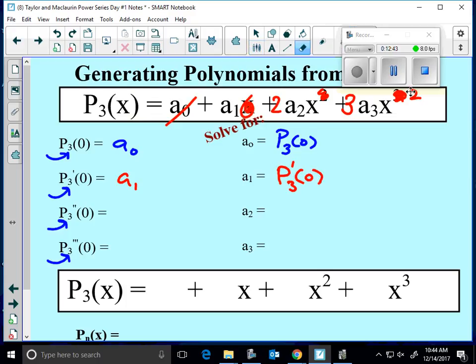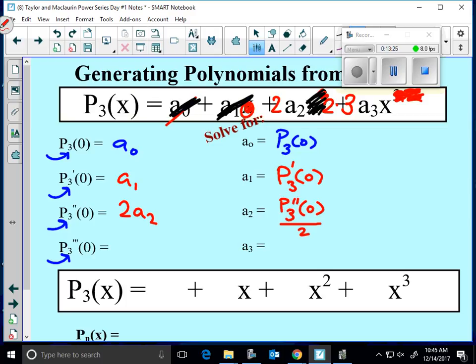Okay. Let's keep going another round here. If I were to then take the next derivative, that would eliminate this term. Those would both be gone. Now the x would disappear, and this would become 2 times 3a3 x, right? Reduce that power. Okay, so if I plug a 0 into that thing, what do I get? 2a2, right? So really what I've got is a2 is equal to p double prime of that polynomial at 0 divided by 2.